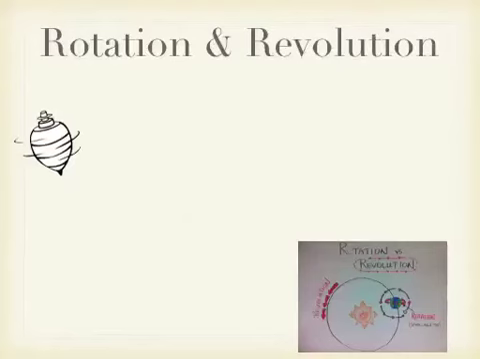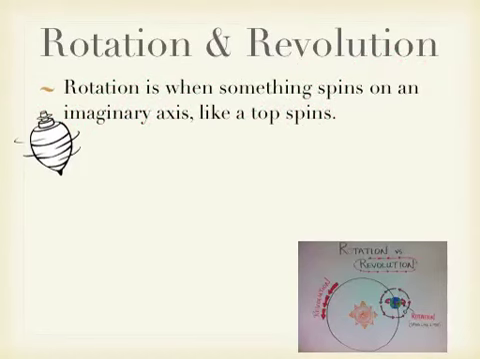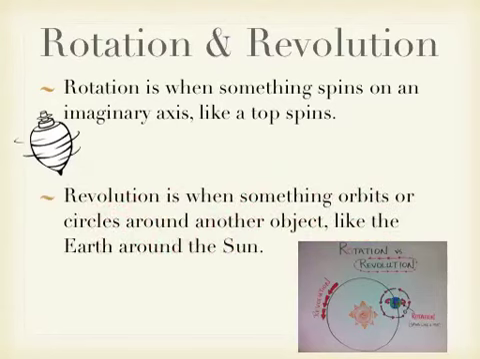So the second learning target was to differentiate between rotation and revolution. Here we go. Rotation is when something spins on an imaginary axis. And so a real good example is a top. So a top spins, just spins in place. A revolution is when something orbits or circles around another object. So just like I mentioned in the Sun, Earth, Moon system, the Earth is constantly circling around the Sun. The Earth is both rotating and revolving. So the Earth is constantly rotating on its axis and revolving around the Sun.